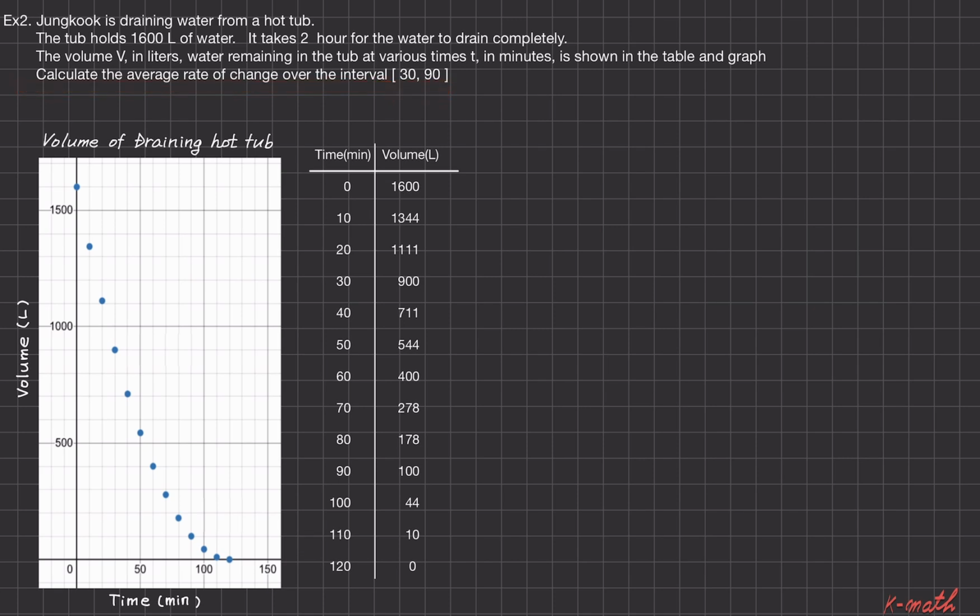At t equals 30 minutes, the volume is 900 liters. So here is the point (30, 900). Also, at t equals 90 minutes, the volume is 100 liters. Here is the second point (90, 100). Let's draw the secant line that connects these 2 points. The slope of this secant line represents the average rate of change.